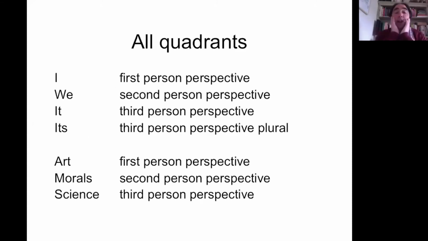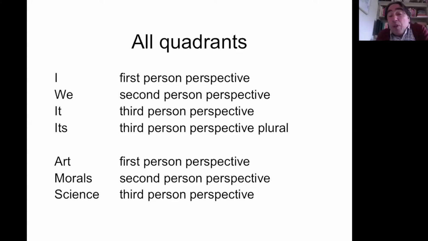They can also be spoken about in pronouns. All major languages have three core pronouns and perspectives. It's I, we, it, and Wilber has extended it to its plural. I is first person perspective. We is second person perspective plural. So a second person perspective is like I, first person perspective plural. So it's I, you, or we. If we have a common understanding, it's we.